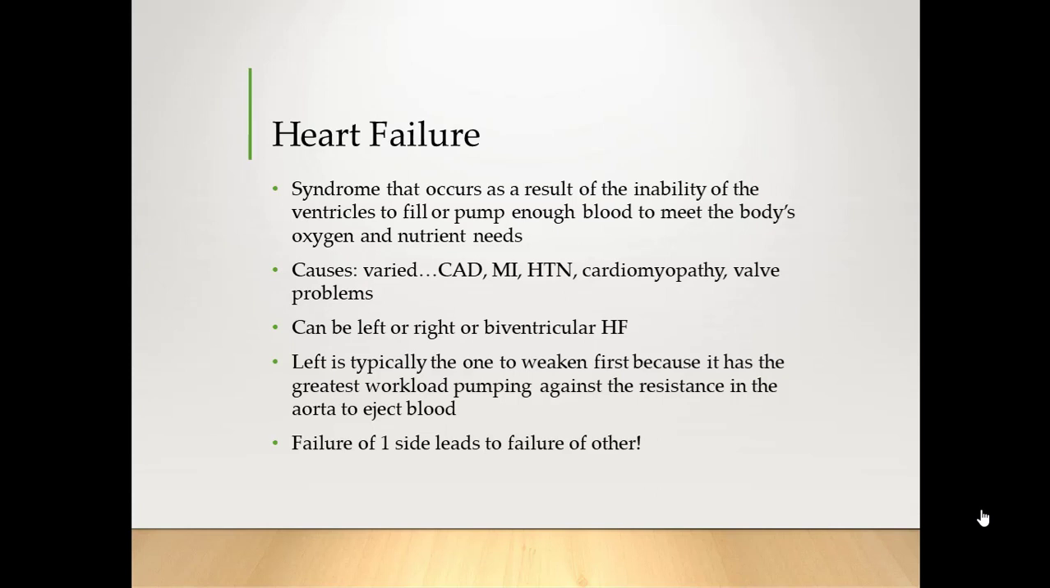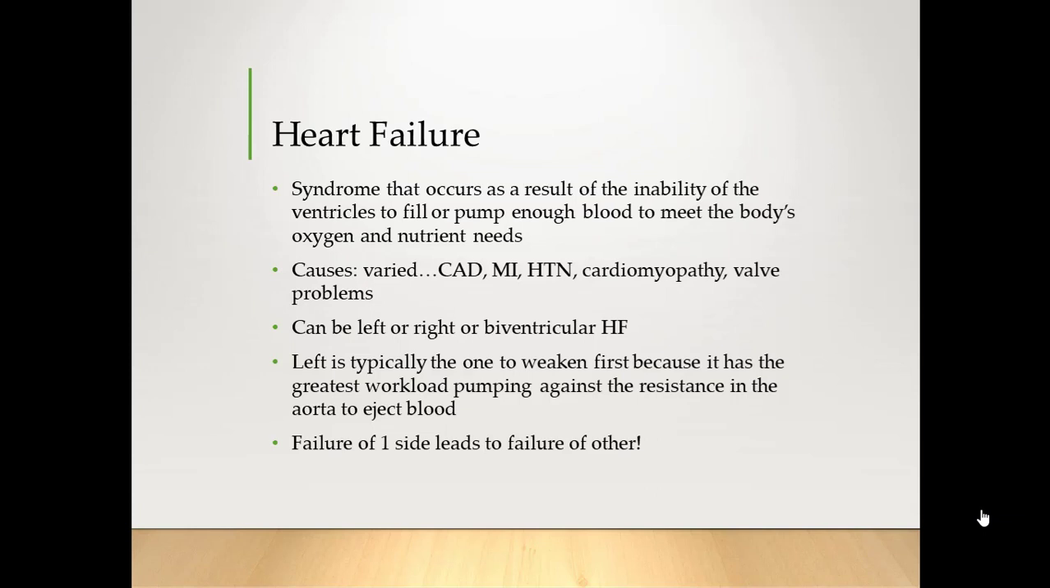Valve problems, backing up. Valve problems that can lead to heart failure are things like we talked about, the regurgitation and the prolapse. Generally the left side is the one to experience heart failure first, because the left side is the one that's pumping out. It's got the biggest job to get the blood out into the aorta and throughout the body. So the left side works harder than the right, so the left side is generally the one that gives out first.